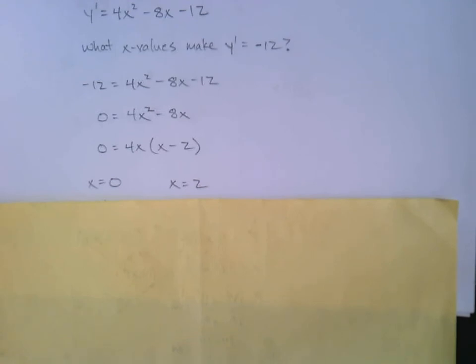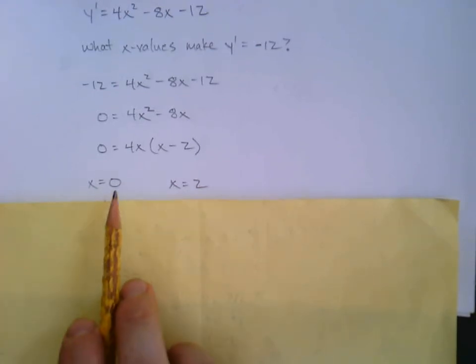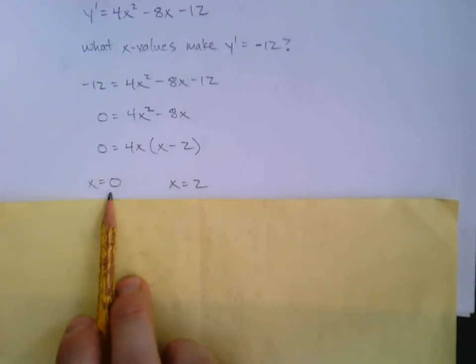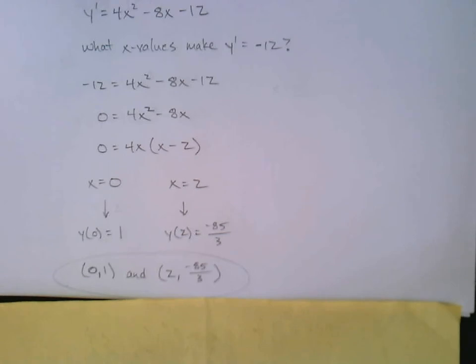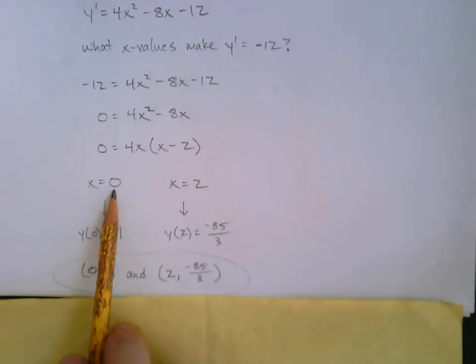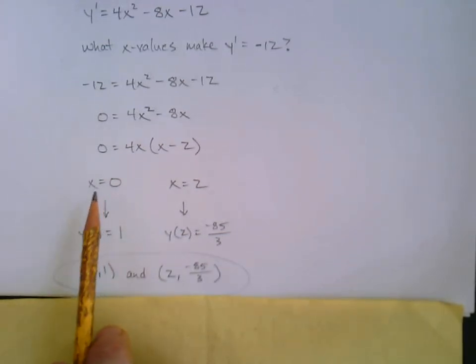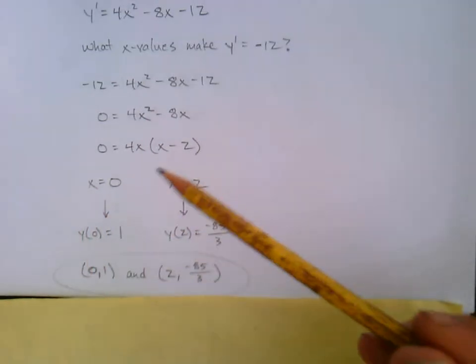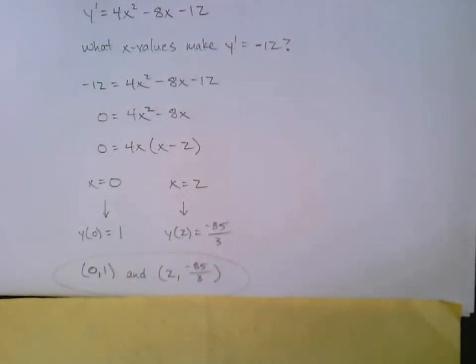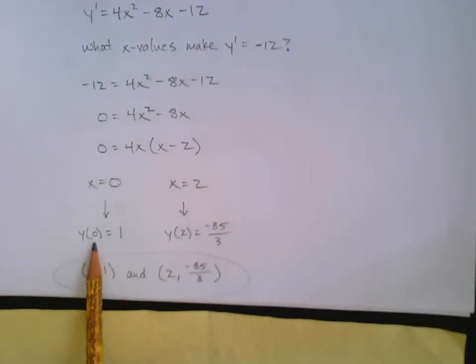So we found the x values that make y prime equal negative 12. We're not quite done. The original problem said find all points x comma y. So we need to find the y values of each of these x values. Let me just show you all that here. So at x equals 0, we're going to plug 0 back into the original y, which is now off the screen. But when we do that, y of 0 is going to equal 1.